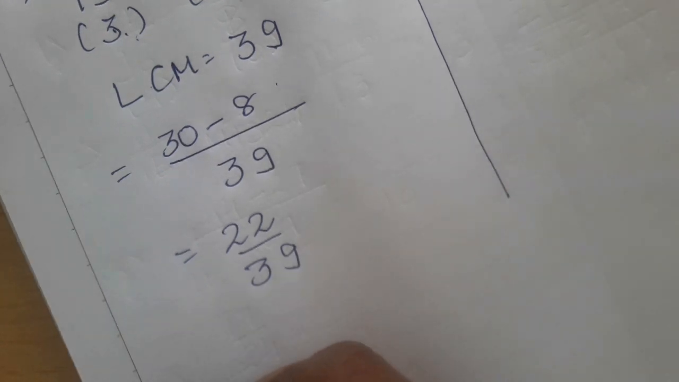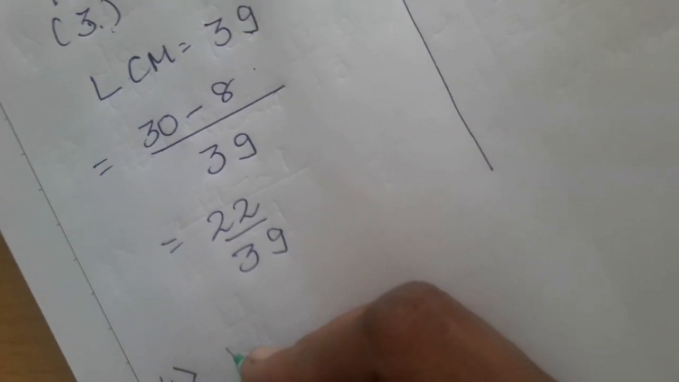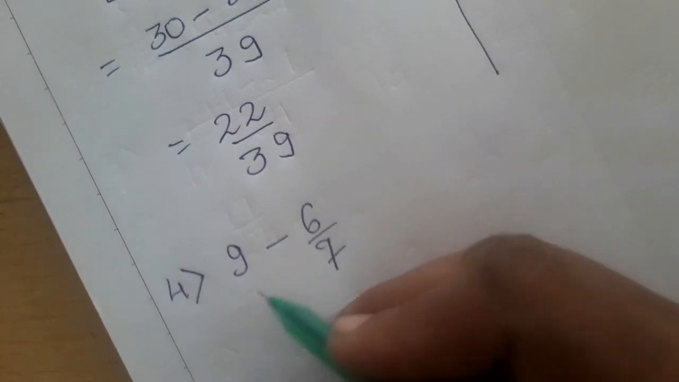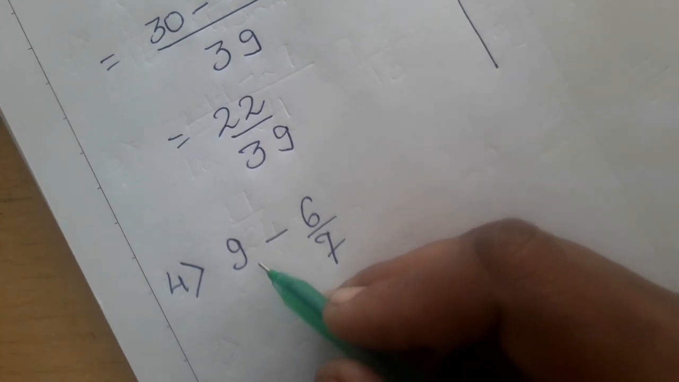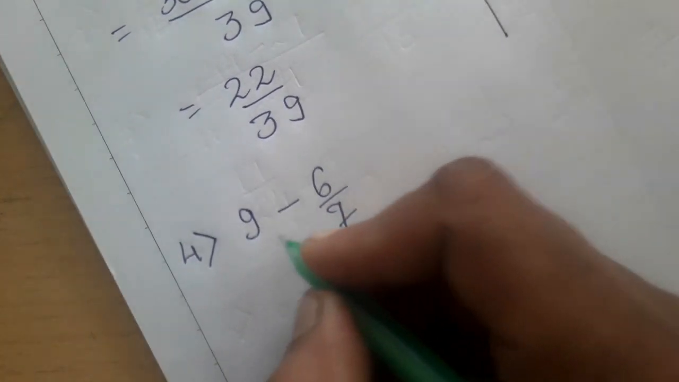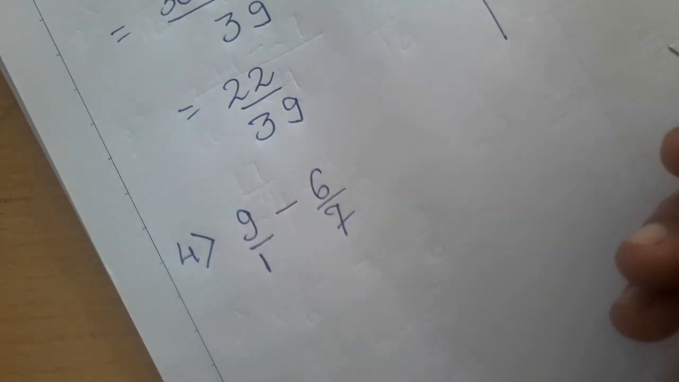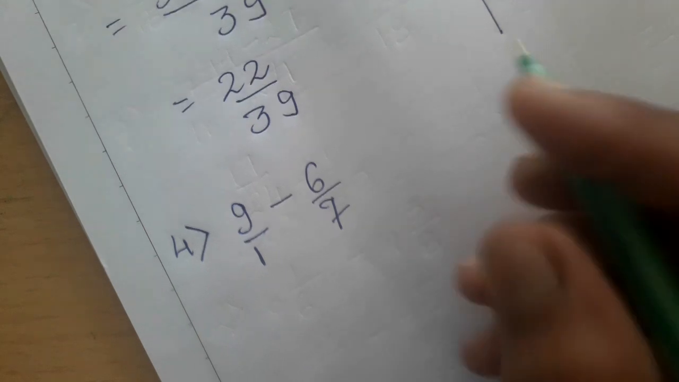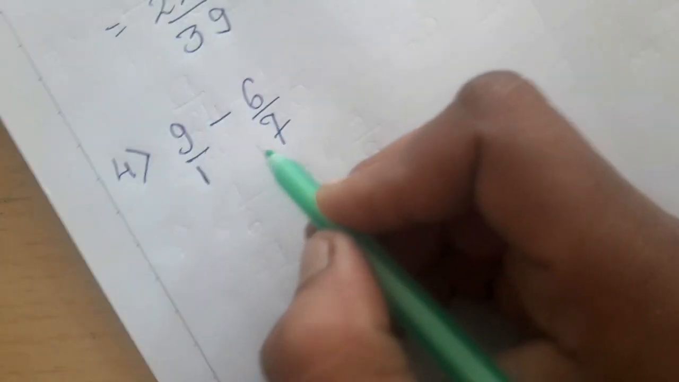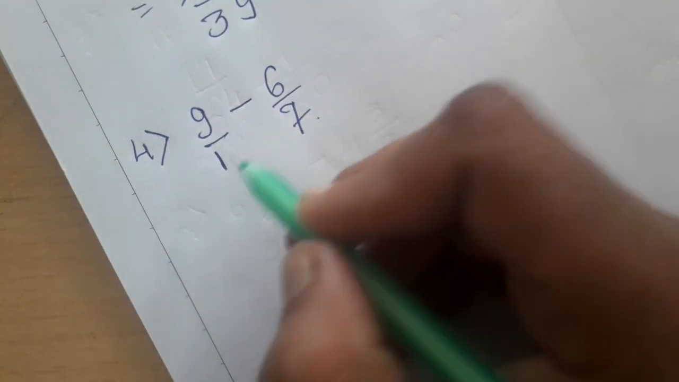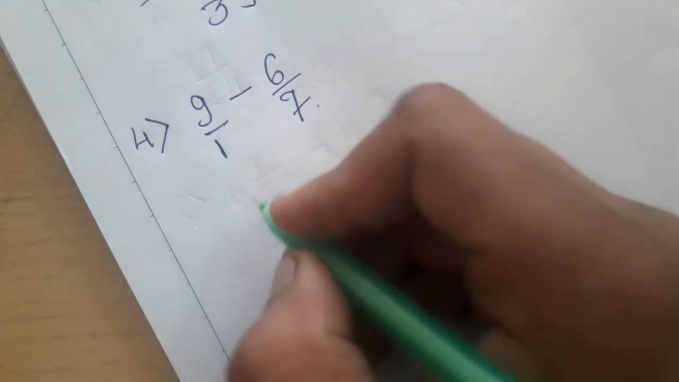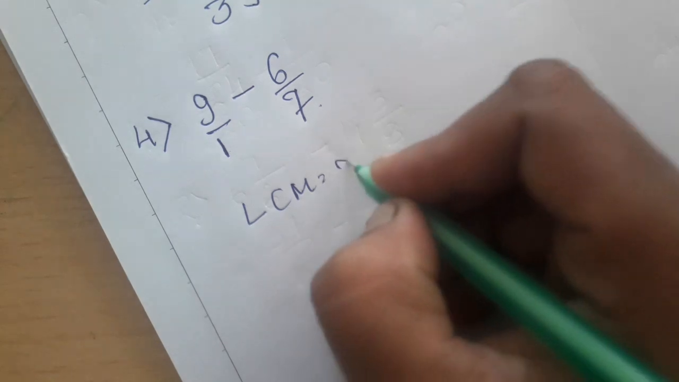Now let me go with the next example. Say I am writing 9 minus 6 upon 7. Now as this is 9, what will be the denominator? That is 1. Write 1 so that you are in the comfort zone. Fine. Now what will you do? That is, find the LCM of 1 and 7. So when this is 1, what is the LCM? That is 7 only. So write here LCM is 7.